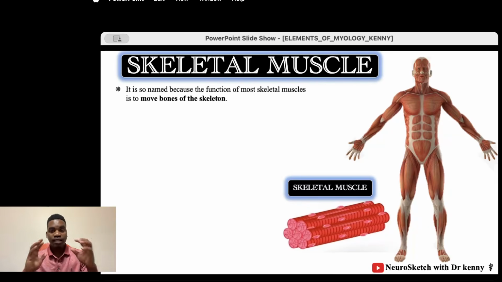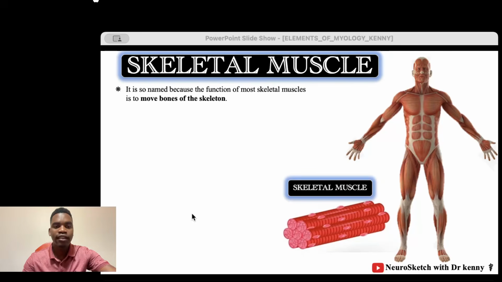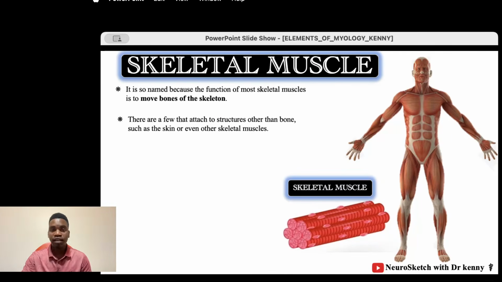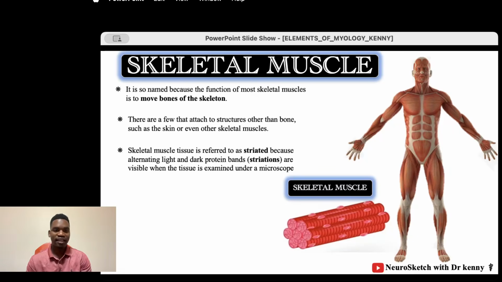It is known as skeletal muscle tissue because the primary purpose of this muscular tissue is to move the skeleton. That's why it's known as skeletal muscle. This also means that most skeletal muscles attach to the bones, but we have some other skeletal muscles that do not attach to the bone, and we will discuss them. Some of them attach to the skin, and some even attach to other muscles.